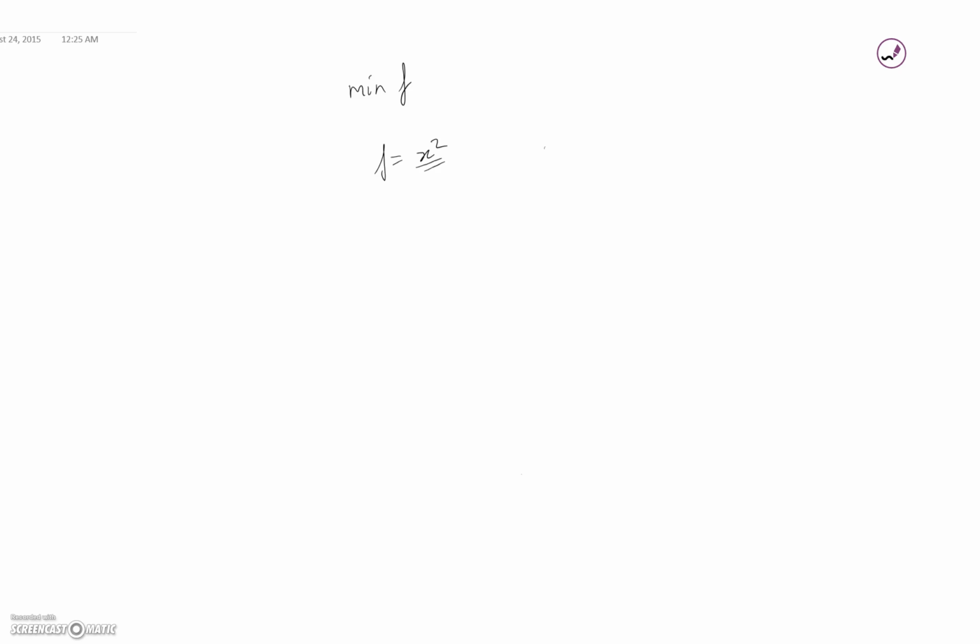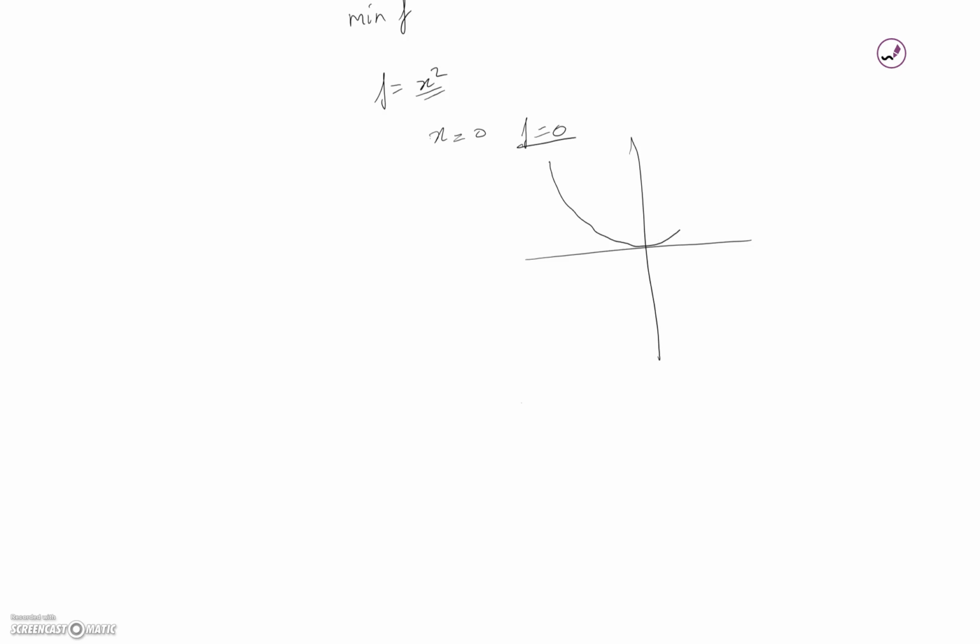It's pretty obvious to see that this function is always greater than or equal to 0 because it's the square of this variable x, and so the smallest value it can take is at x equal to 0 and then f equal to 0. So we already know that this is the point that minimizes this function, and it's easy to see that when we plot it. We plot x here and f here, and the minimum point is the origin.